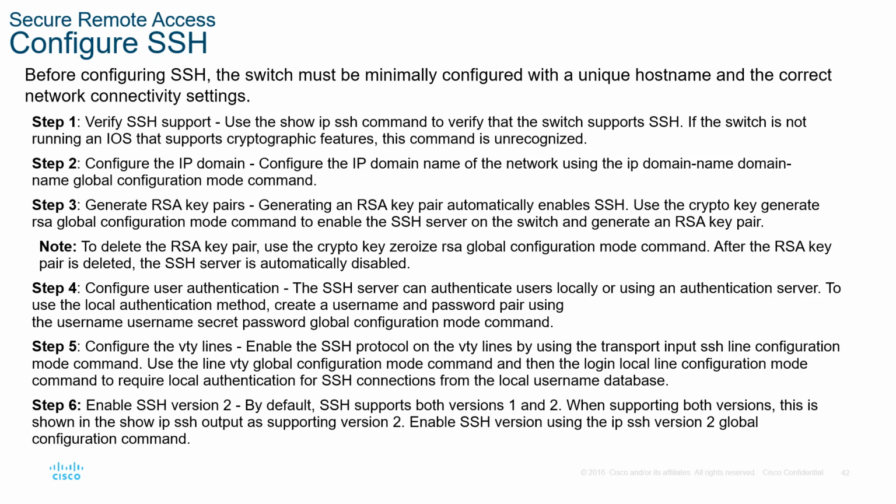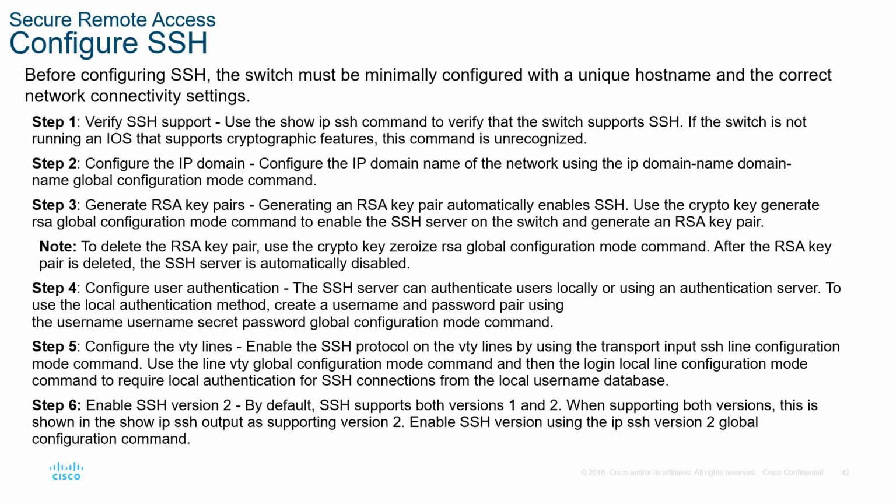Step 4, you have to configure user authentication. The SSH server can authenticate users locally, or to a remote server like a RADIUS or a TACACS server. Realistically, at a basic level, we're probably going to be doing a local user. And again, we create a user by typing username, space, the actual name of the user, space, secret, and then giving it a password.